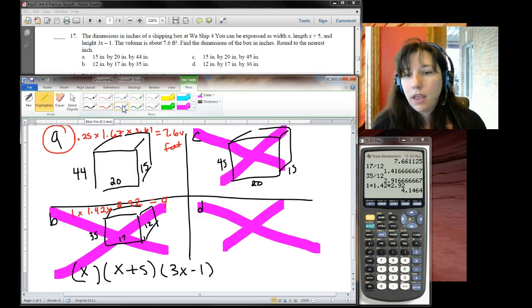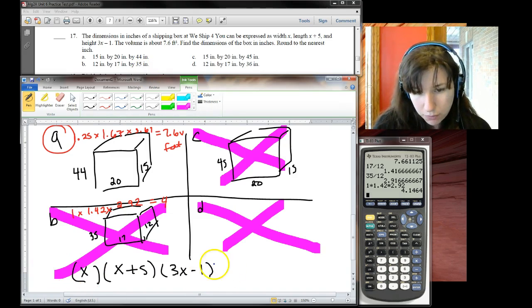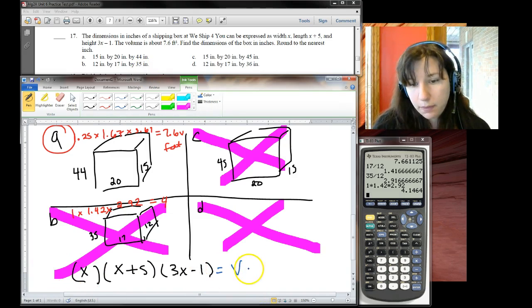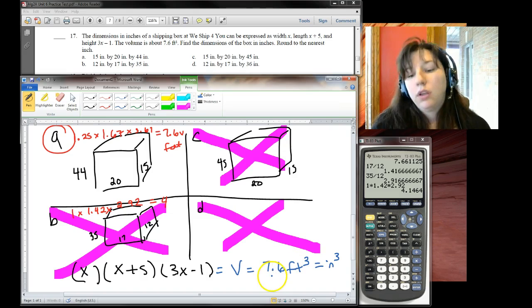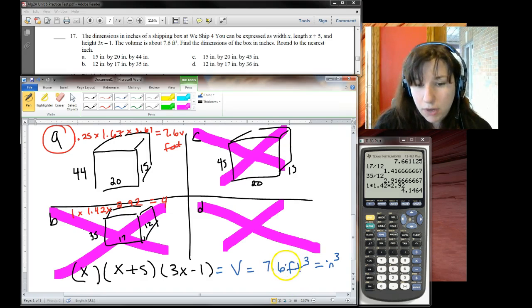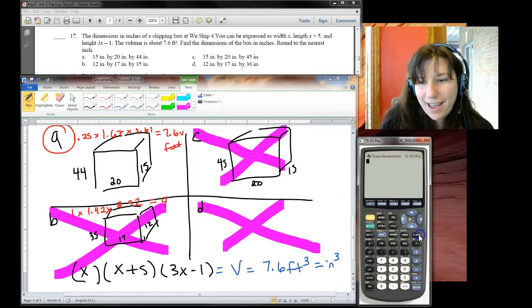Okay, so that's kind of how to check your answers for those. You could do it by writing the volume equation, but you'd have to make sure that you change this 7.6 feet cubed into inches cubed. So you have to take the cube root, times by 12, and then cube it again. So that's a little bit trickier than just kind of going through it and checking which of your answer choices work. So that's the method I recommend for this one.